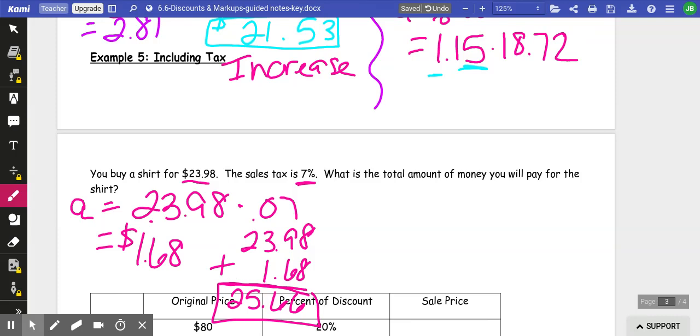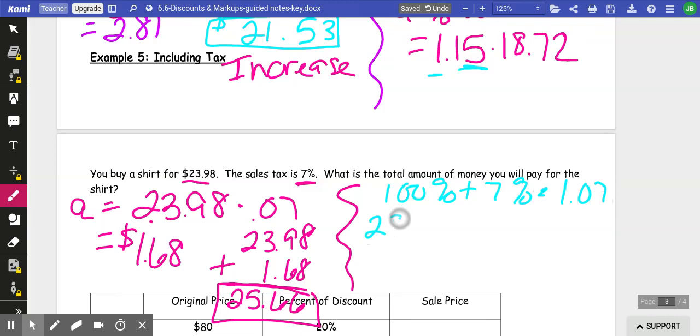Okay. Now, again, you can do it the other way that we had talked about before. We're going to take that 100%, and again, we're increasing it by 7%. So I would multiply it by 1.07. So I would take the $23.98, multiply it by 1.07 instead of the 0.07. And that would give me the same total of $25.66 that I had before.